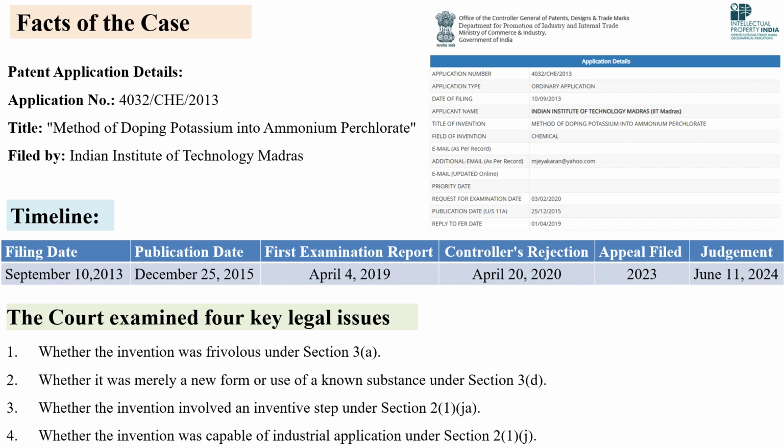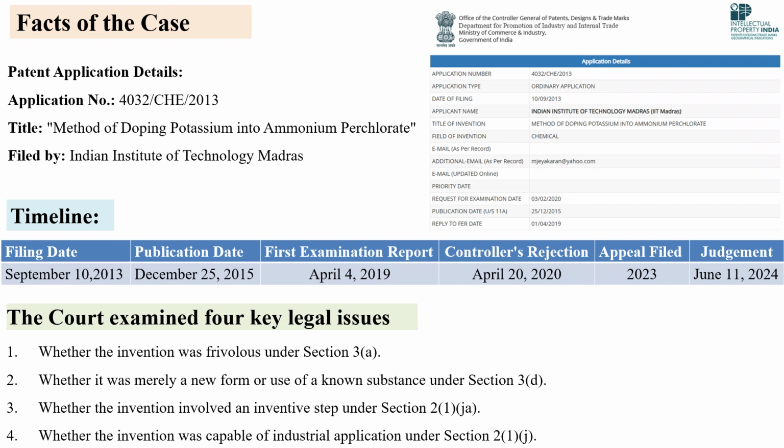Patent filed in September 2013, published in December 2015, first examination report in April 2019, rejected in April 2020, appeal filed in 2023, and judgment delivered in June 2024. So, this long journey highlights the complexity and procedural rigor of patent prosecution. Below are the legal issues the court examined. These are the legal issues.